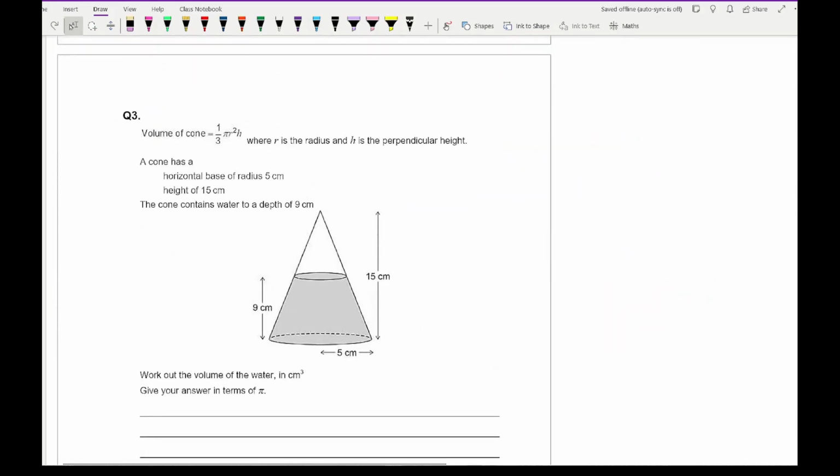Moving on to question 3. It says the volume of a cone is 1/3 pi r squared h, where r is the radius and h is the perpendicular height. A cone has a horizontal base radius of 5 centimeters and a height of 15. The cone contains water with a depth of 9 centimeters. Work out the volume of the water in centimeters cubed, and we need to give our answer in terms of pi.